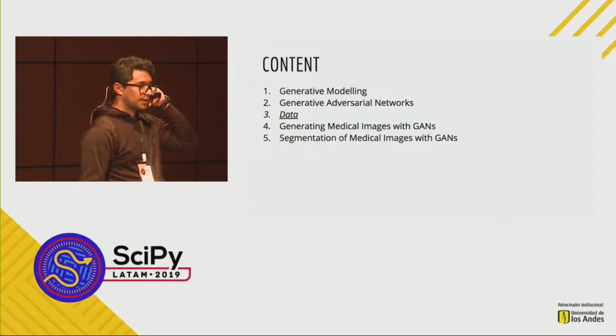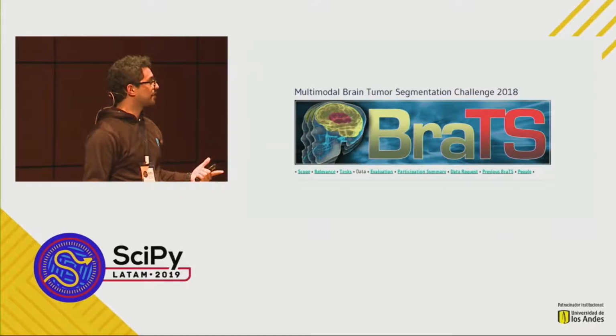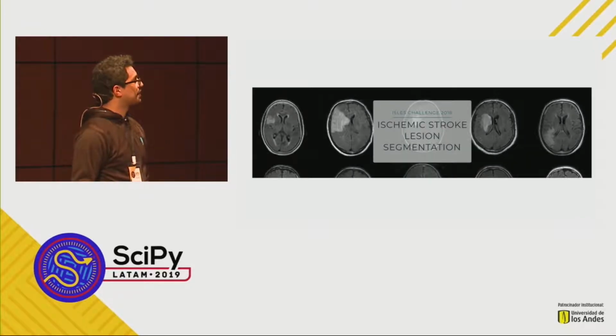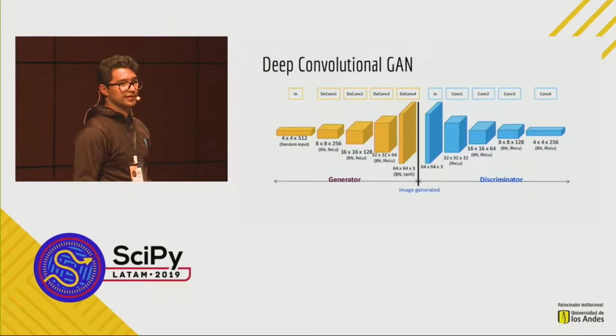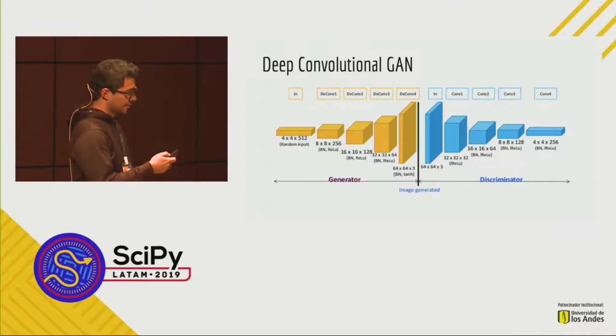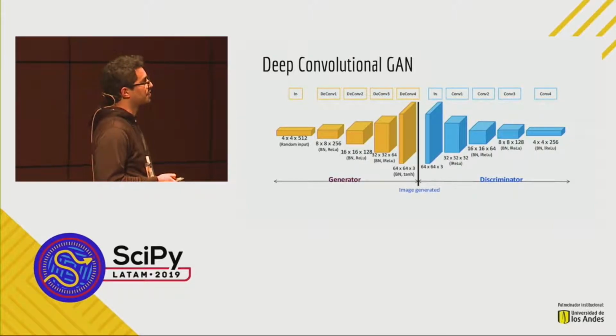I wanted to generate artificial magnetic resonance images. Some of them have tumors. Some of them have ischemic stroke lesions. And basically, we're using generative adversarial networks to generate some of them. So you can see you have a random input, and you can have deconvolutional neural networks in order to recreate the image itself. And this is the generator part.